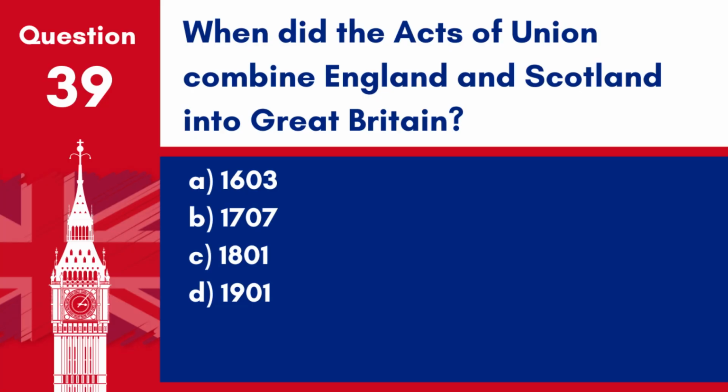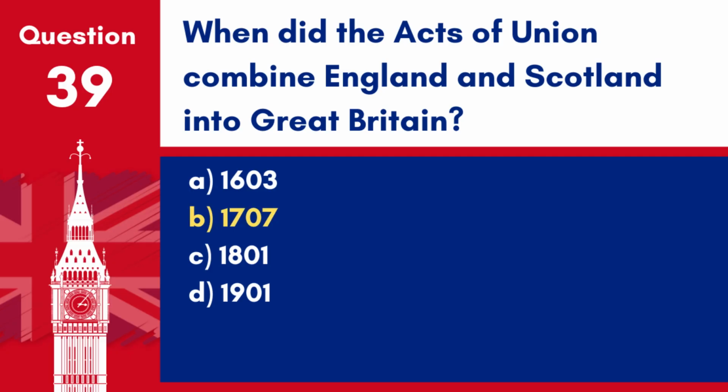Question 39. When did the Acts of Union combine England and Scotland into Great Britain? A. 1603. B. 1707. C. 1801. D. 1901.